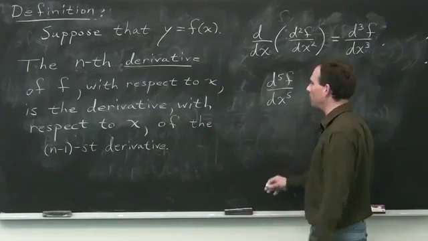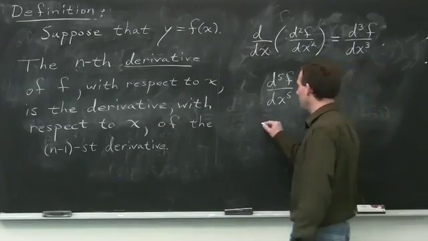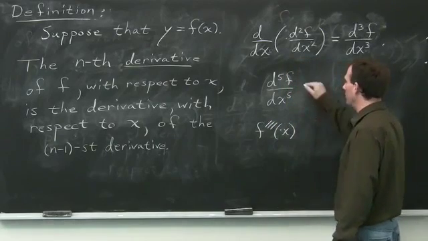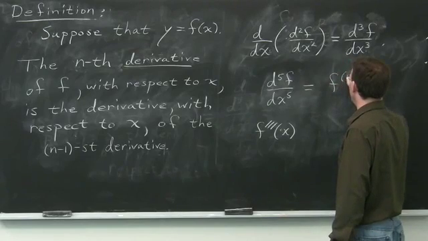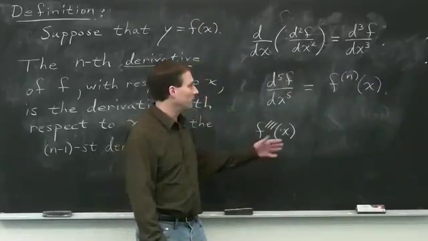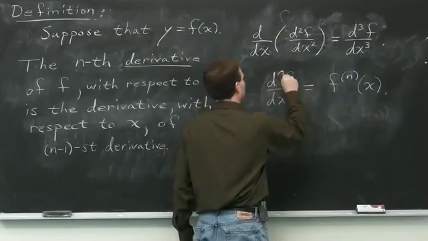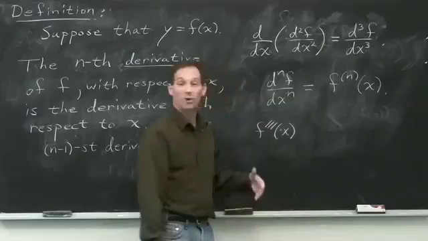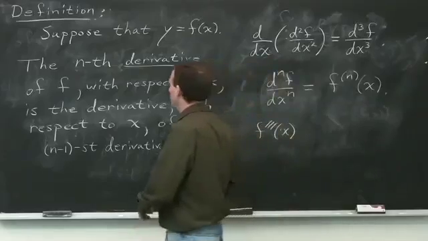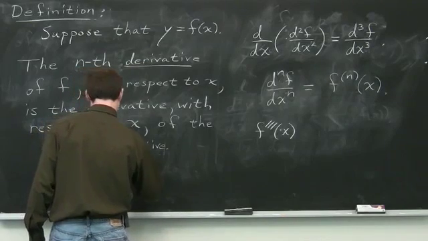But how do you write this in the prime notation? Actually, we typically drop the prime notation after maybe the third derivative. So for the third derivative, you might write f triple prime of x. But for the fifth derivative, you would not write that. You would write f, and then you put the number of derivatives in parentheses. So the parentheses are important. It tells you that you're taking the nth derivative, instead of possibly raising to the nth power. So this is our notation for the nth derivative.